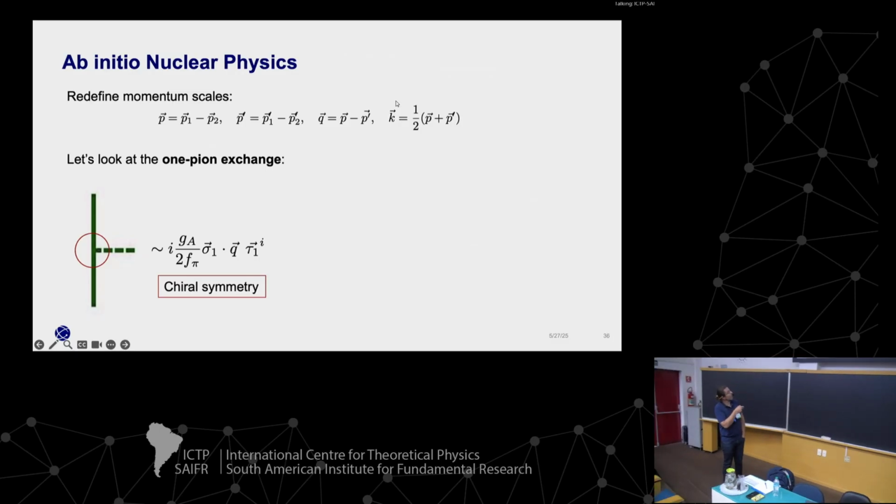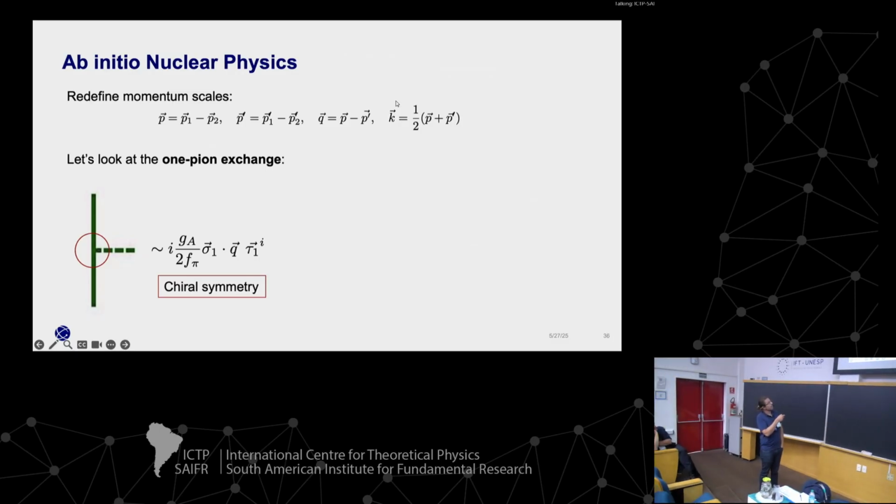So if you look at these pions, you can redefine these relative momenta and change the momentum scales, and I can explain later why you can do this. But if you focus on Q, Q is the momentum between the relative momenta. It's basically the momentum exchange of the particles that come in and go out. So if you look at the one pion exchange, we know that when it interacts, it should be proportional to this momentum. This is what chiral symmetry dictates.